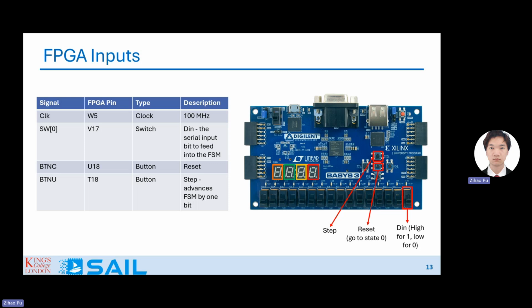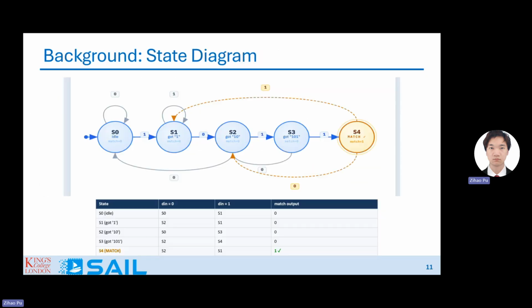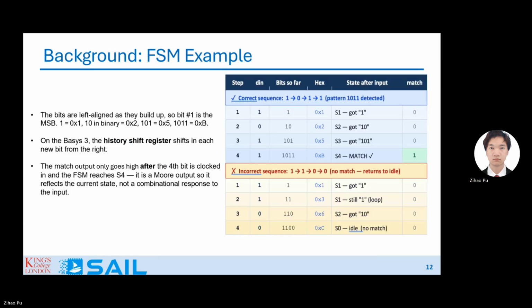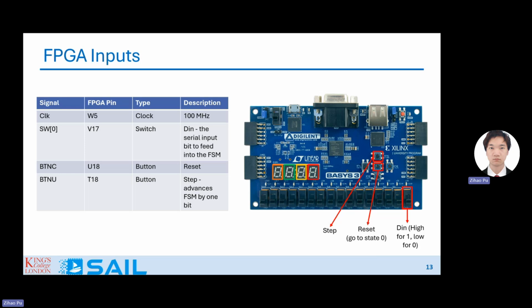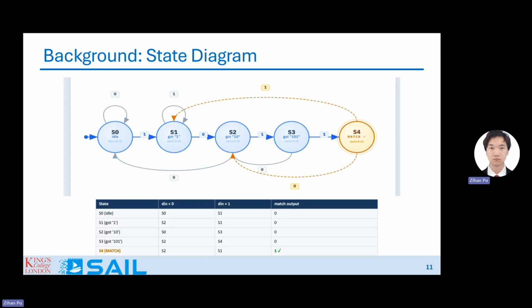And then button C, which is the middle button, the little plus button thing on the FPGA, is going to be a reset. So it's going to take you back to state 0. Wherever you are in this diagram, if you press the middle button, you're going to go back to state 0. And then button U, which is the upper button, is going to take you one step forward. So again, let's say you're in state 0, you flip the switch to 1, and then you press the upper button, you go to S1.